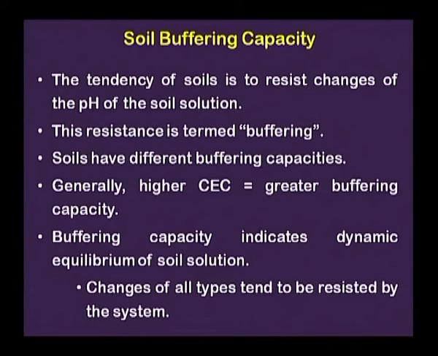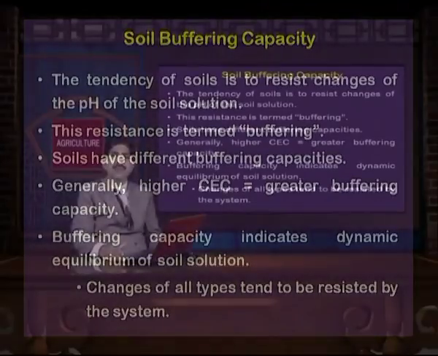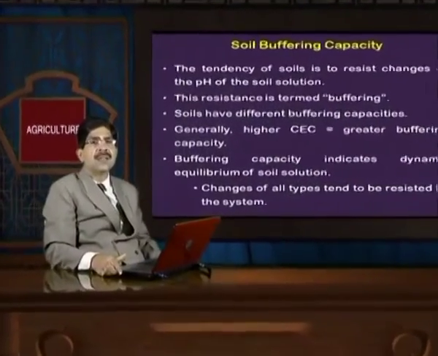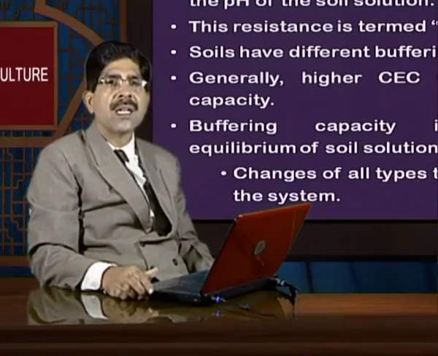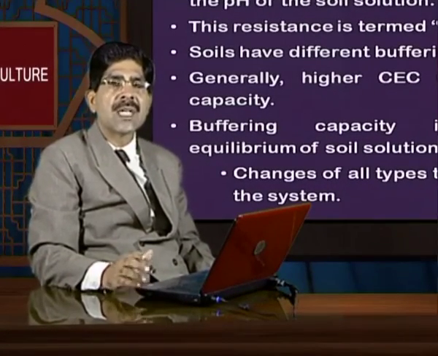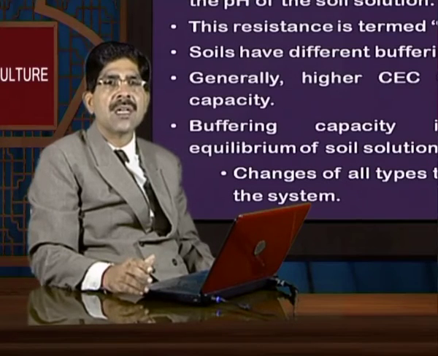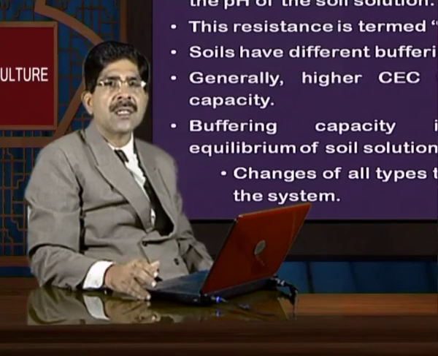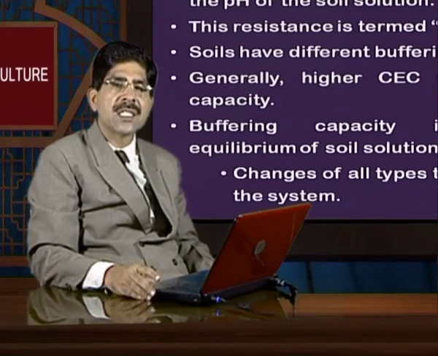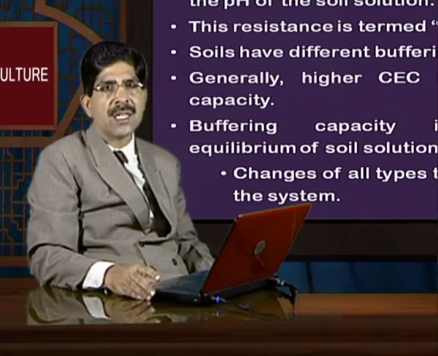Buffering capacity indicates dynamic equilibrium of soil solution. Changes of all types tend to be resisted by the system. So soil buffering capacity means if we add basic or acidic salts in the soil, the pH tends to resist the change. It is the buffering capacity of soil. Due to this, the soil resists the change in the soil reaction.